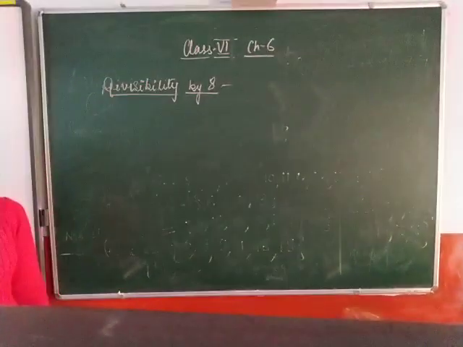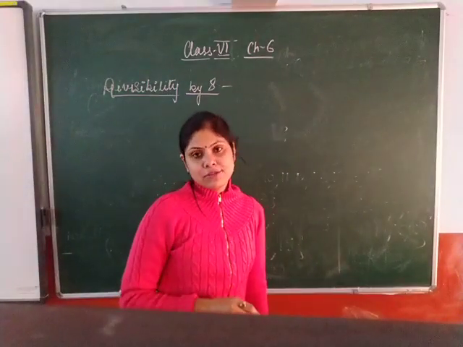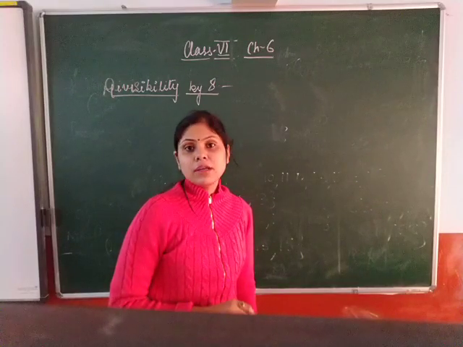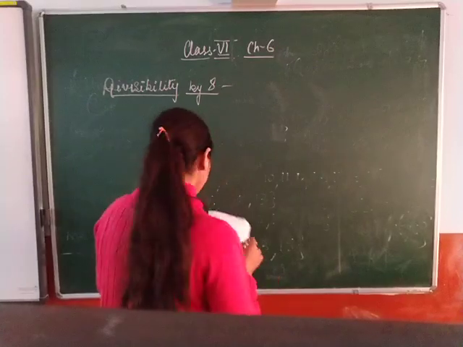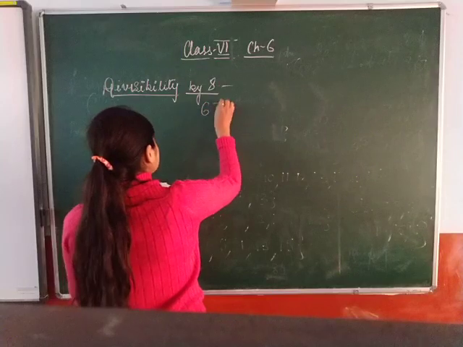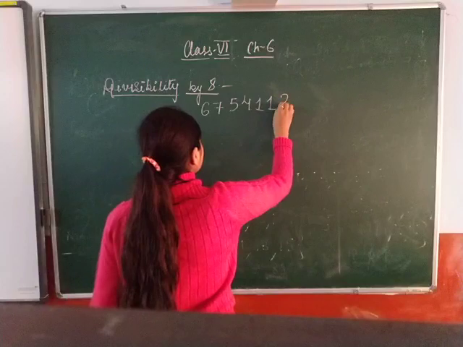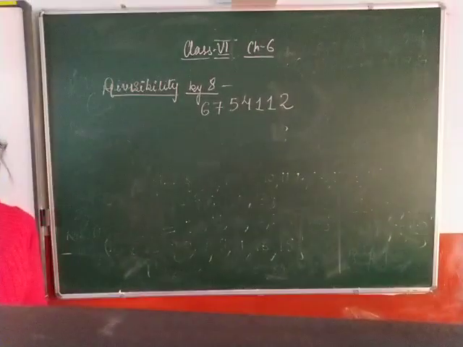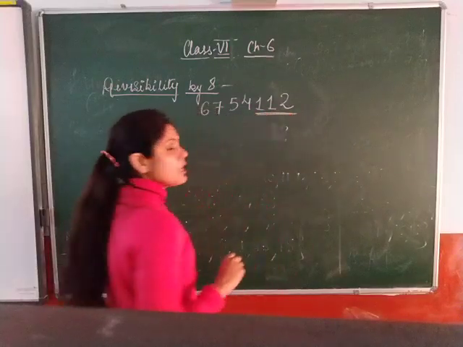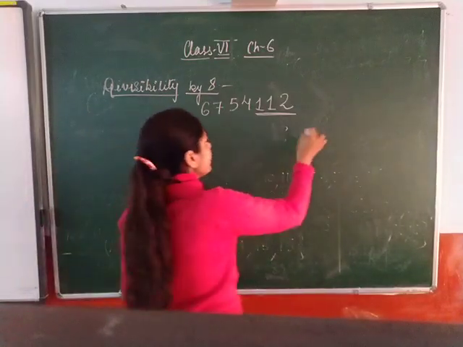Divisibility by 8. How will you check this? If the last 3 digits of a number are divisible by 8, that means the whole number is divisible by 8. Let us take one example. Let the number be 6754112. What you will do is check the last 3-digit number. If the last 3-digit number is divisible by 8, the whole number will be divisible by 8.